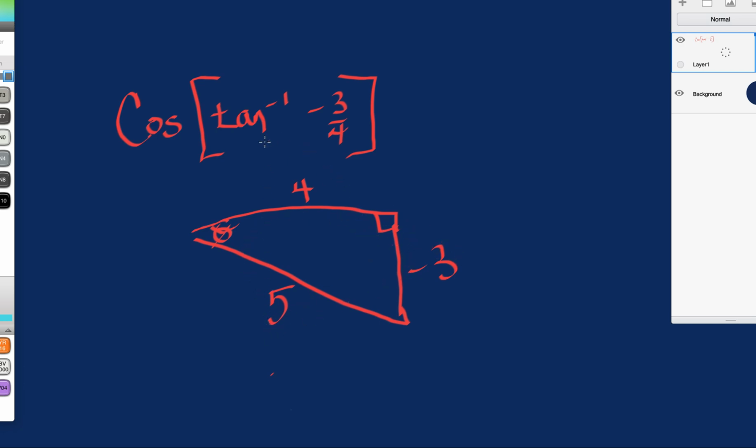And if you didn't know that, you could use the Pythagorean theorem. 4 squared is 16, 3 squared is 9, 16 plus 9 is 25, and then there you go. Take the square root, and there you have it. All right?